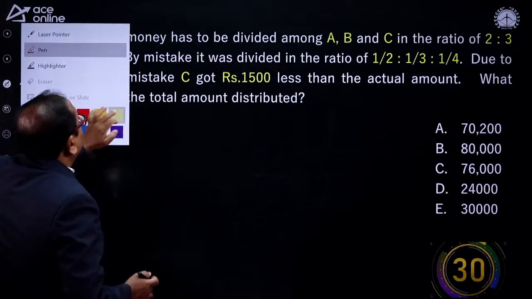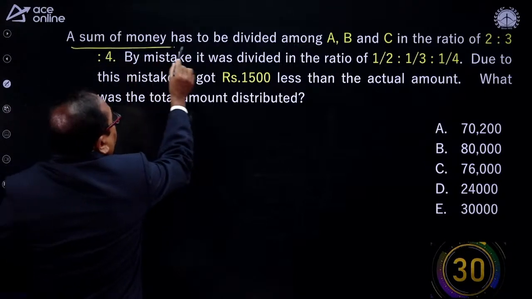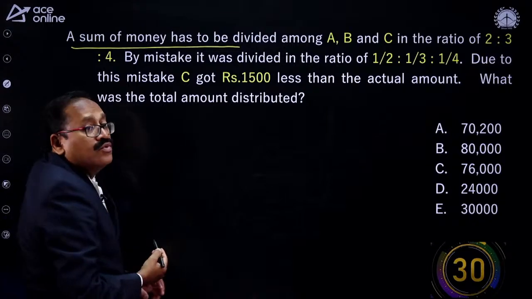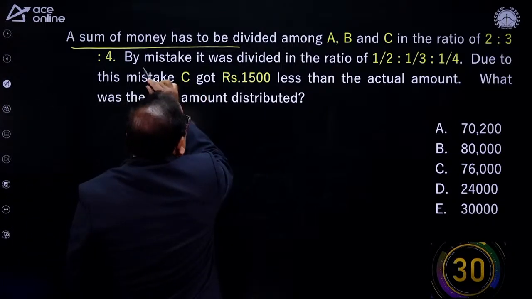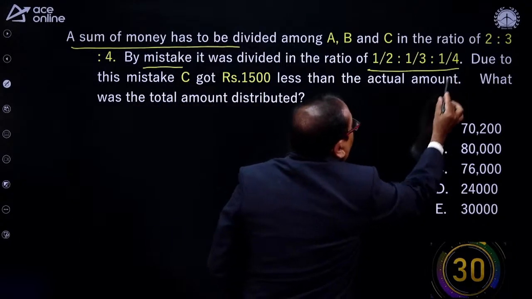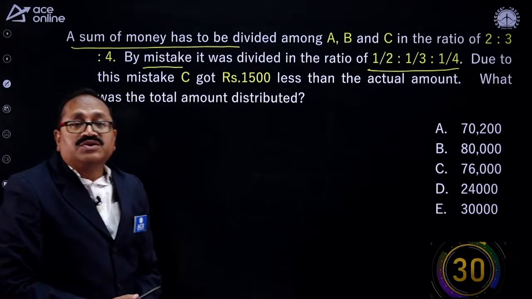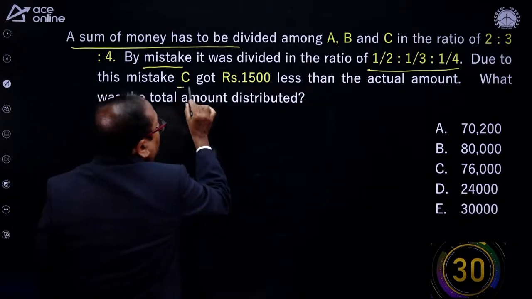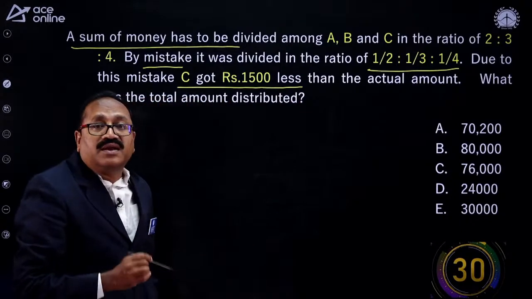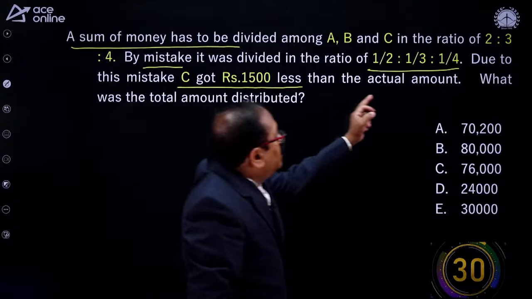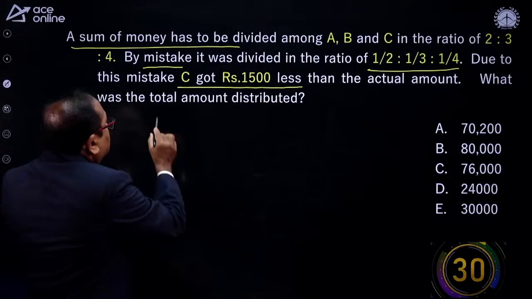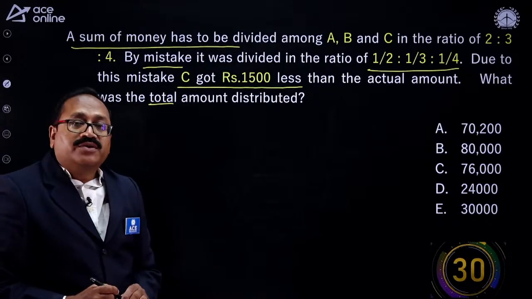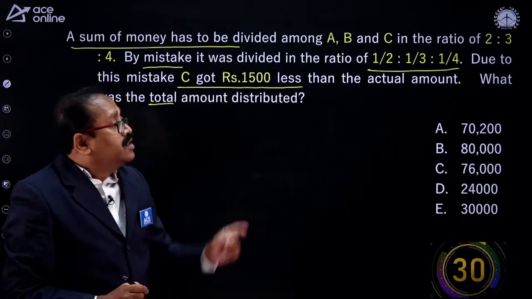So let's see what type of question it is. A sum of money is divided among A, B and C in the ratio of 2:3:4. But by mistake it was distributed in the ratio of 1/2:1/3:1/4. Due to this mistake, A got rupees 1,500 less. Then what is the total amount distributed? This is one of the important questions, my young friends. How do I do it? He is getting less in the second case. So what is that ratio?